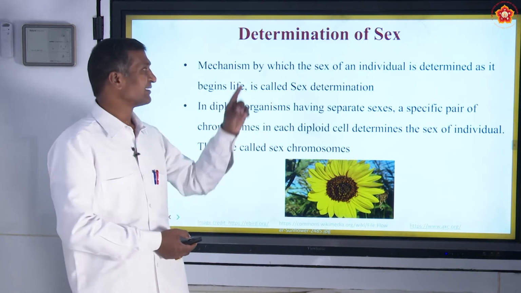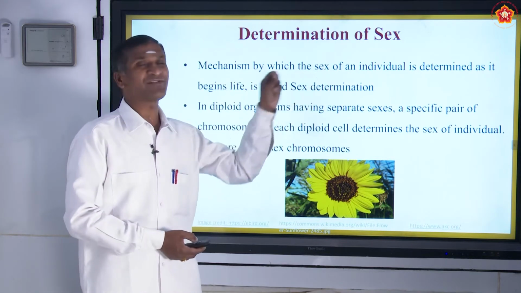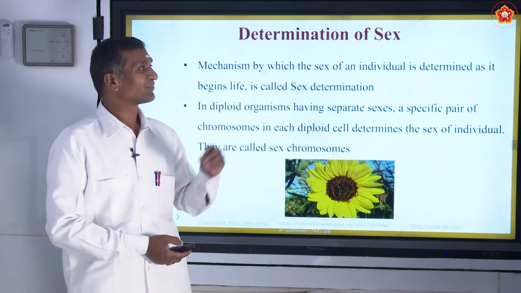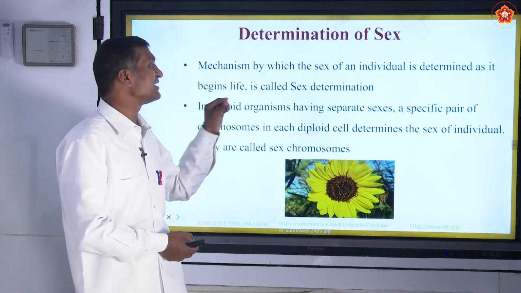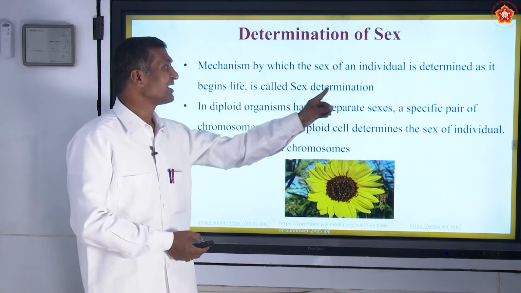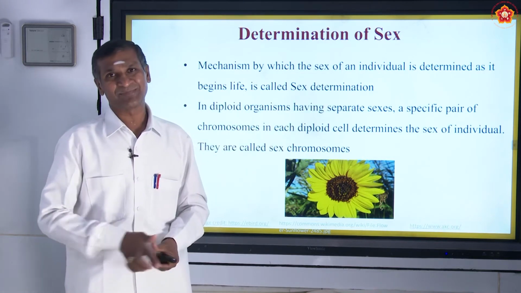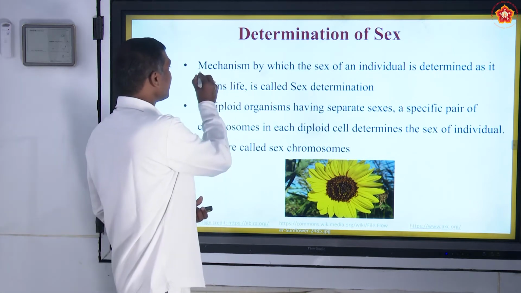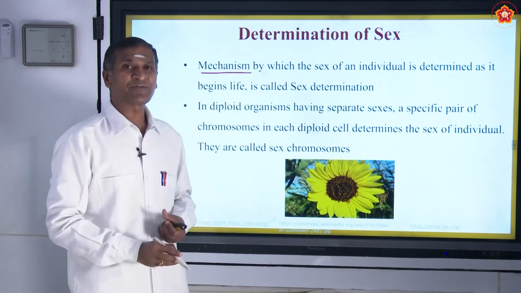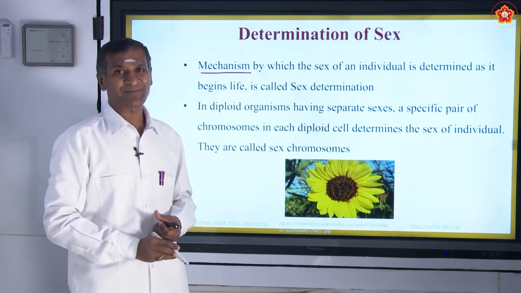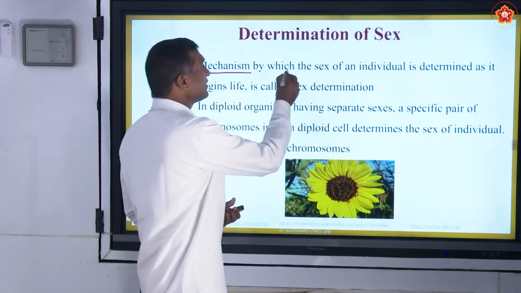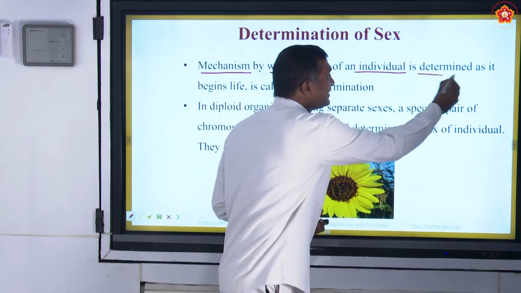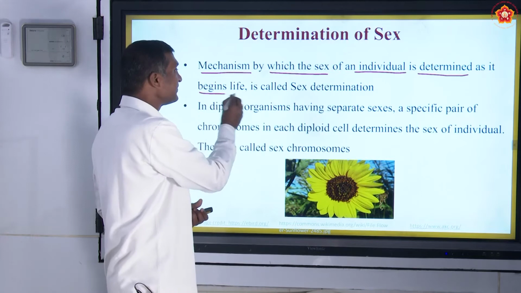What does it mean? Determination of sex, or sex determination, is a mechanism by which the sex of an individual is determined as it begins life.